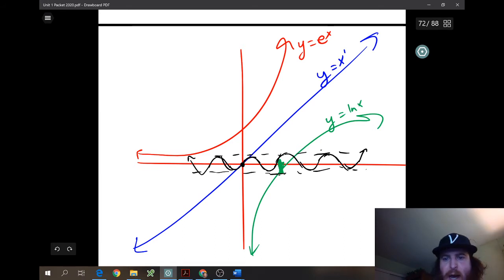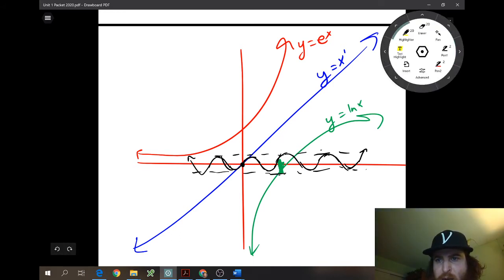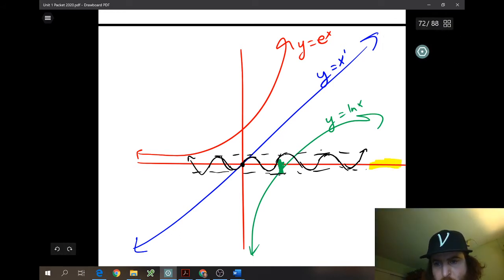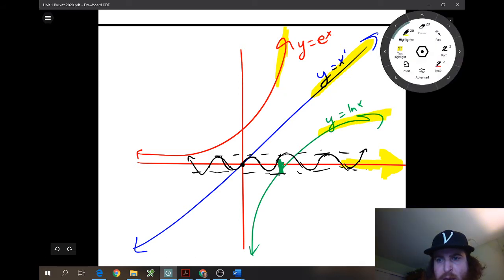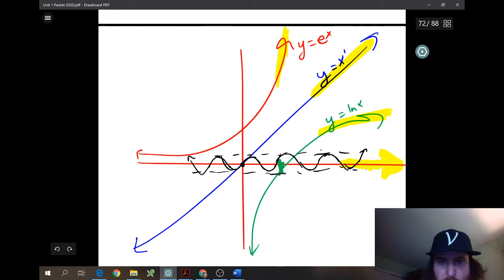So what I want to look at is what's happening as we go out to infinity. Well, where is out to infinity? Out to infinity is all the way to the right side. All the way to the right side, what happens for e to the x? e to the x looks like it's getting biggest the fastest. x, or x squared, is getting bigger next fastest, and ln x is lagging behind. And then for sine, it's really just bouncing between 1 and negative 1. So e to the x is getting biggest the fastest.